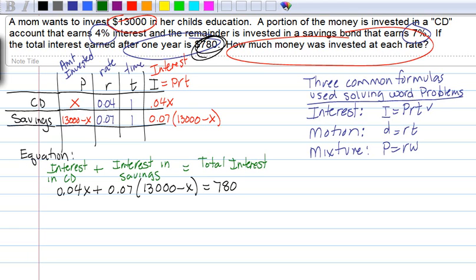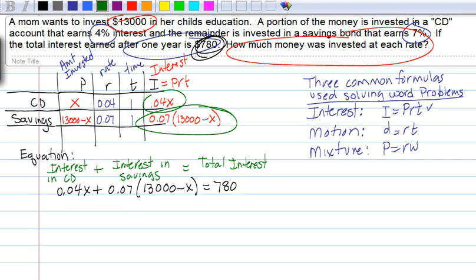Again, the interest in the CD plus the interest in the savings must be the total interest, correct? So the interest in the CD is our first term, 0.04x. The interest in the savings is that expression, which is 0.07 times 13,000 minus x, and that is equal to the total interest.